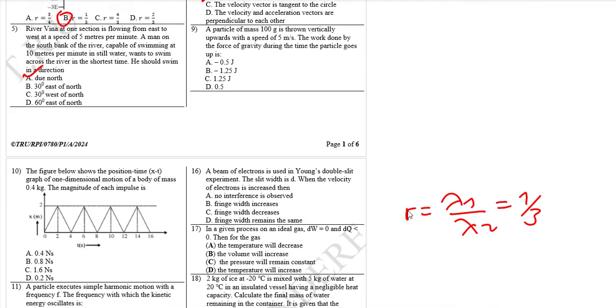Number 9. A particle of mass 100 kg is thrown vertically upwards with a speed of 5 meters per second. The work done by the force of gravity during the time the particle goes up is, we can use equations of motion or we use the work energy theorem. So what does it mean? It means that W, or the work done by external forces, will simply be equal to the change in kinetic energy, a half mv squared.